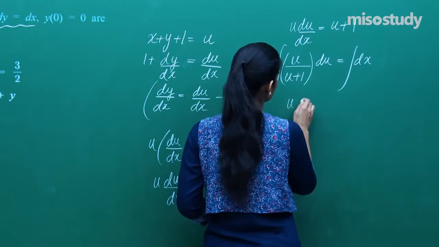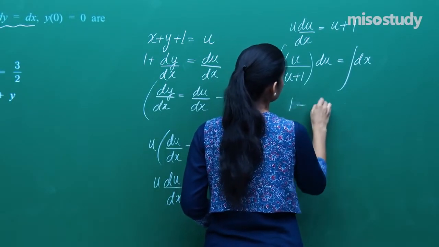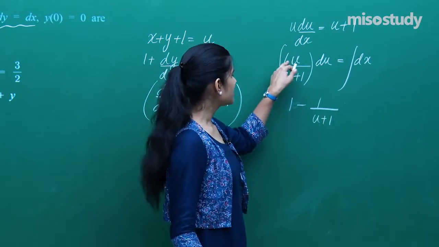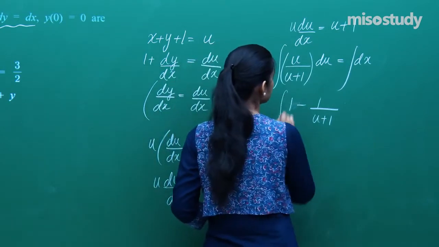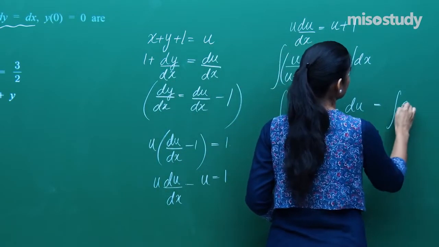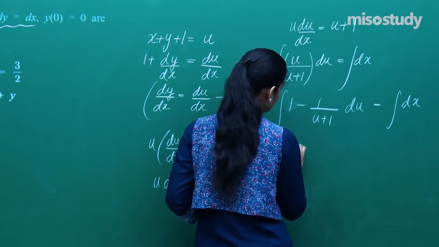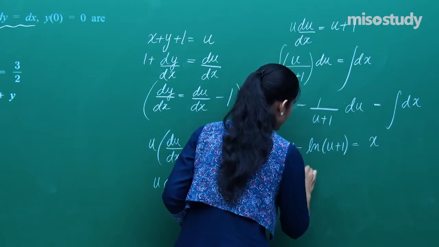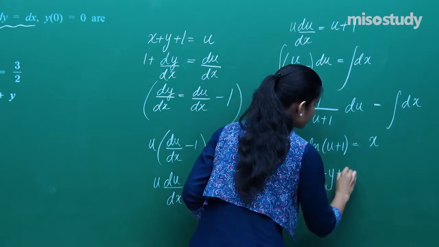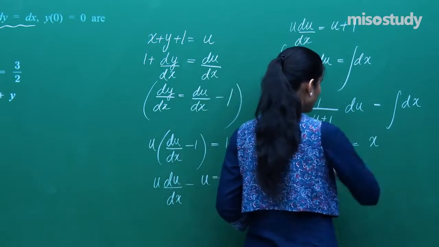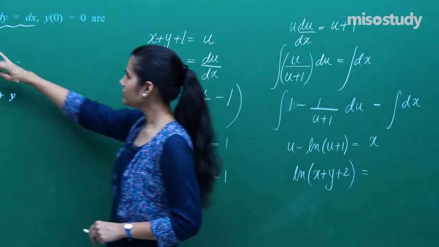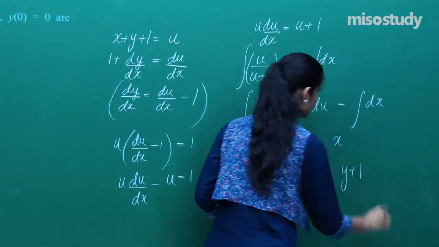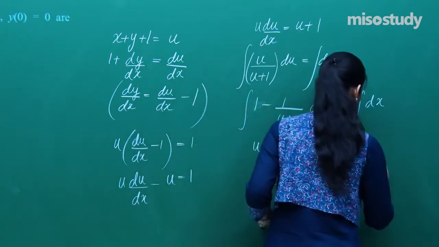Variable separable. So this is u plus 1 minus 1, so it is 1 minus 1 upon u plus 1. I can write like this, because this is u upon u plus 1. So this is integration of this du equals integration of this dx, which becomes u minus ln of (u plus 1) equals x. So you get ln of u, where u is x plus y plus 1, gives you this. This gives you u minus x. U is x plus y plus 1 minus x, which is y plus 1. Right? Plus c, obviously, the constant.